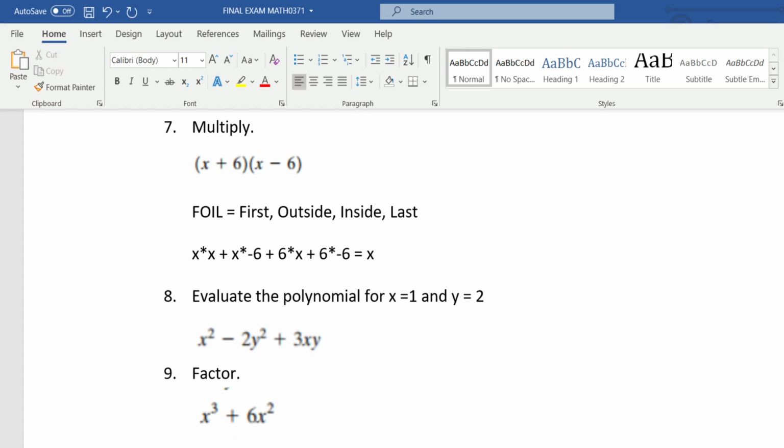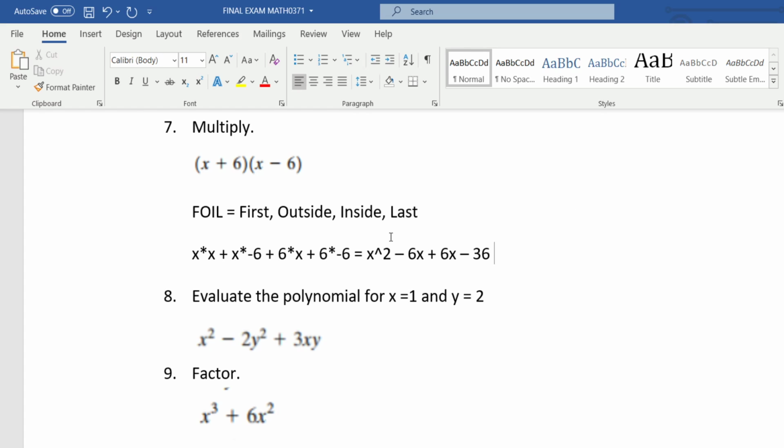So x times x, that's going to be x squared because they're both, it's like x1 times x1, which will give you x2. Now next one is x times minus 6, that's just minus 6x. Then we have 6 times x, that's just plus 6x. And then we have 6 times minus 6. So 6 times minus 6 is going to be minus 36.